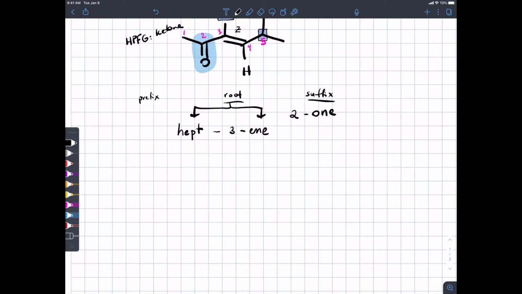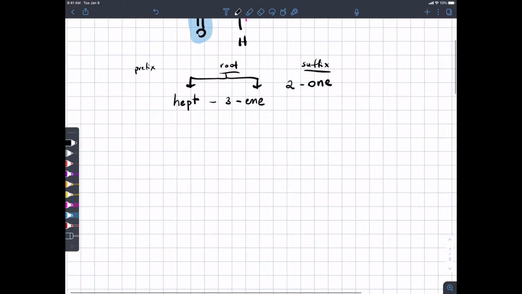Would it be okay to put the 2 in front of the hept? Probably, as long as you can draw it unambiguously from the structure. So you'd have to be betting there that somebody's not going to get confused. If you write it hept-3-ene-2-one, it's unpronounceable, but it's informative. All right? Yeah.